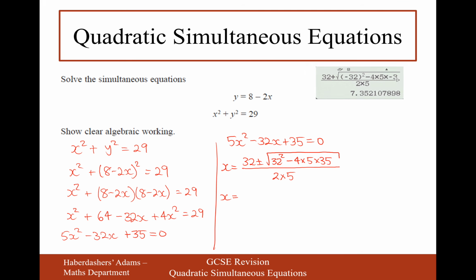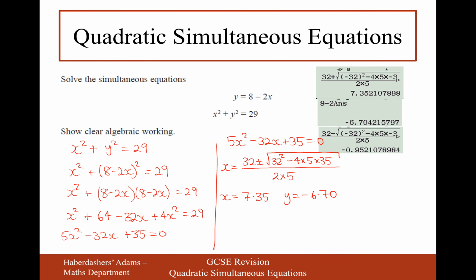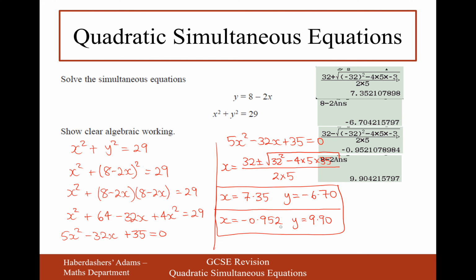Okay, so let's now see what we get out as x values. So we're going to get 7.35. And then when you do 8 minus 2 times the answer, we're working out y here now, we get minus 6.70. For the next solution, x is going to equal minus 0.952. And then when we do 8 minus 2 times the answer, we're going to get 9.90. And there we are, those are our two solutions. The pairs of solutions are these two here. Lovely, there we are, that's the answer to this question.